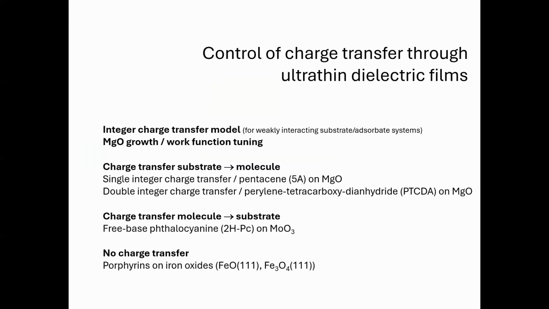I will tell you something about integer charge transfer, because what we've looked at now is a system that is weakly interacting. Gold on magnesium oxide is typically weakly interacting. And also organic semiconductor molecules on oxide surfaces are typically weakly interacting. And for this, we can use the integer charge transfer model. I'm going to tell you something about single integer charge transfer, so transferring a single electron, and then going to double integer charge transfer, which has not been observed so far, and doing the charge transfer in different directions, so from substrate to molecule, and molecule to substrate.